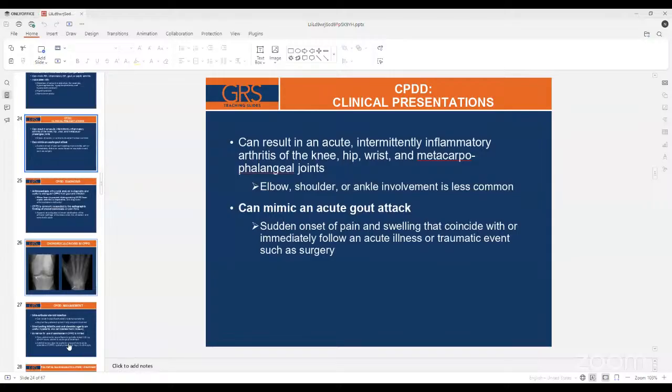Okay, it can result in acute and intermittent inflammatory arthritis of the knee, hip, wrist, and metacarpophalangeal joints. Elbow, shoulder, and ankle involvement are less common. It can mimic an acute attack of gout. It has the same sudden onset of pain and swelling that coincides with or immediately follows an acute illness or traumatic event, such as surgery, same as gout.